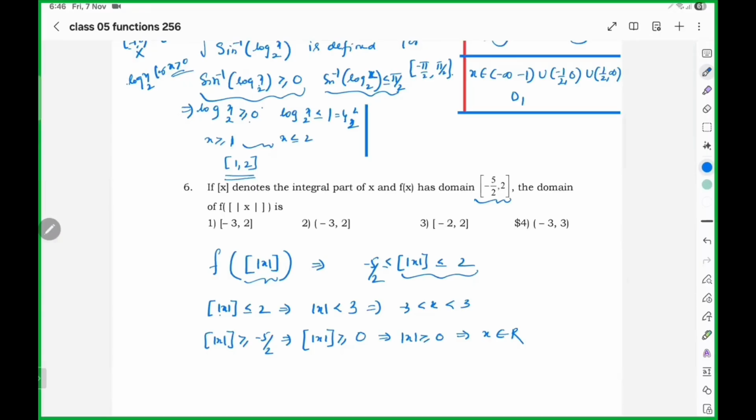Right. So the final answer is -3 to 3, as well as it should be a real number. So the common part will be its real number. Common part is this.